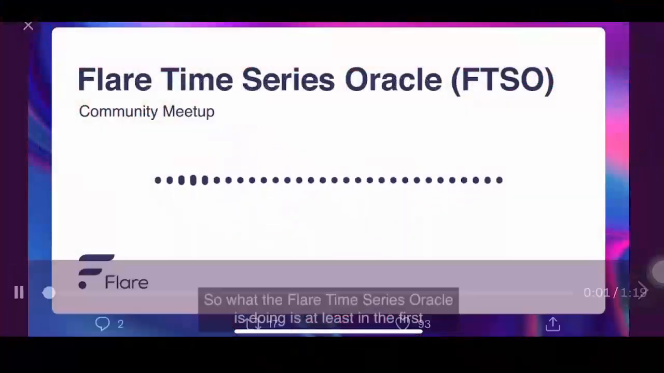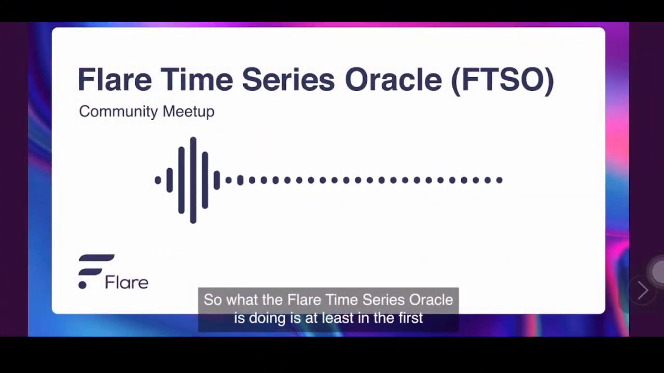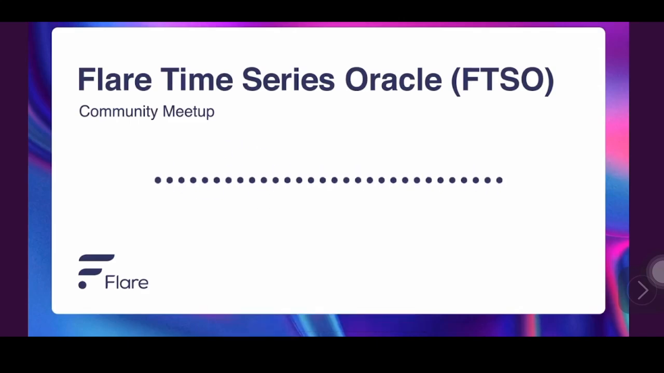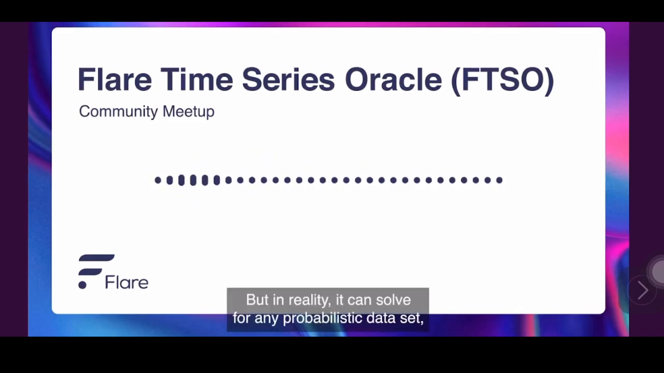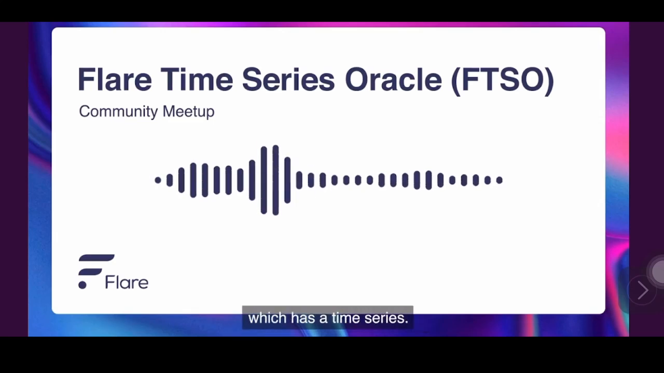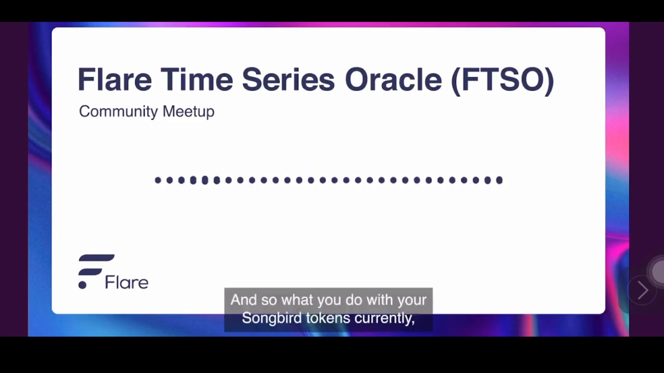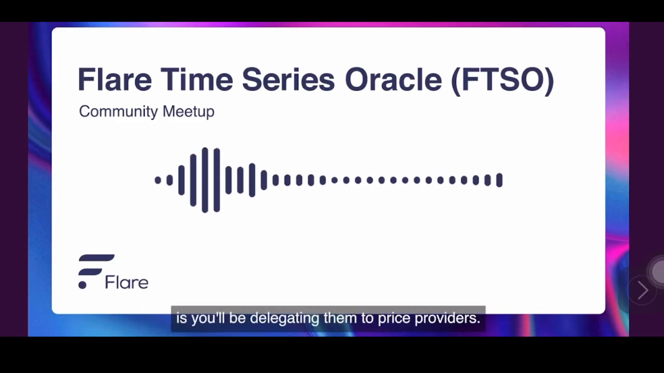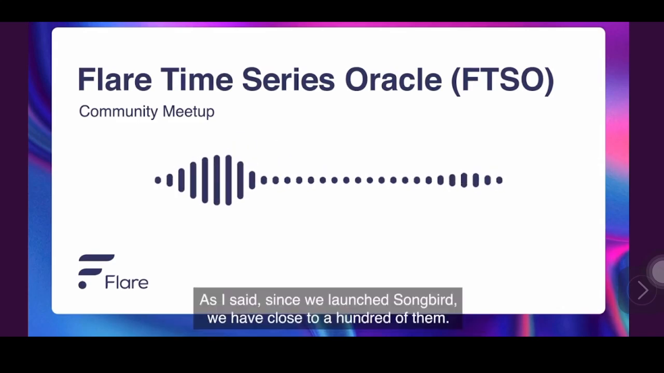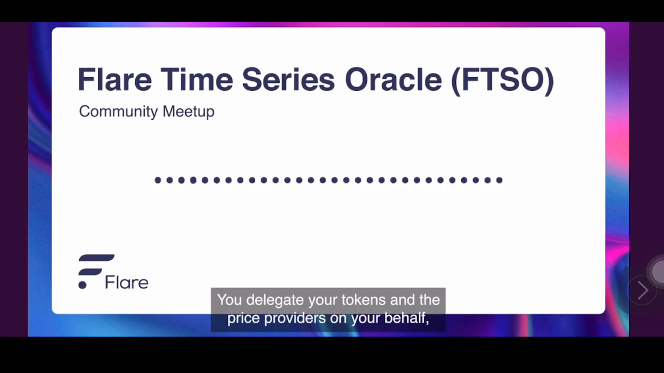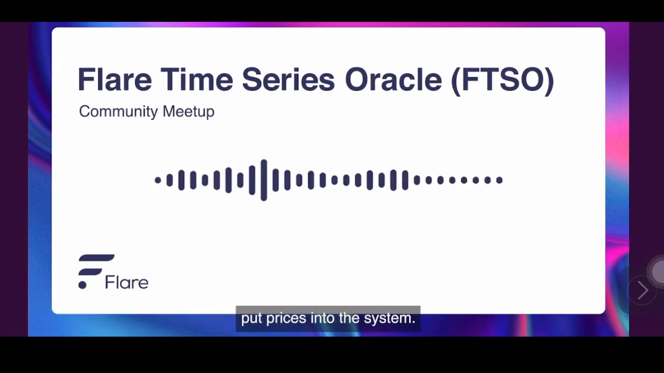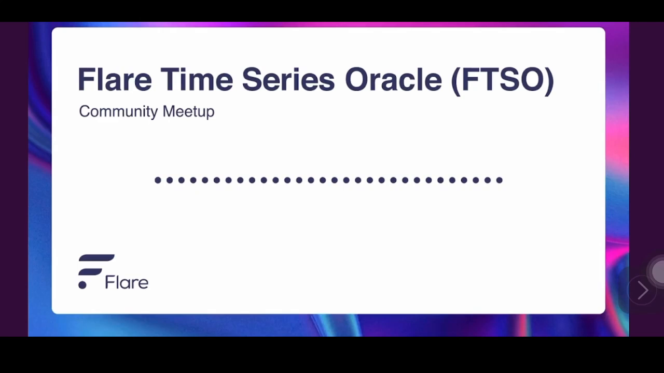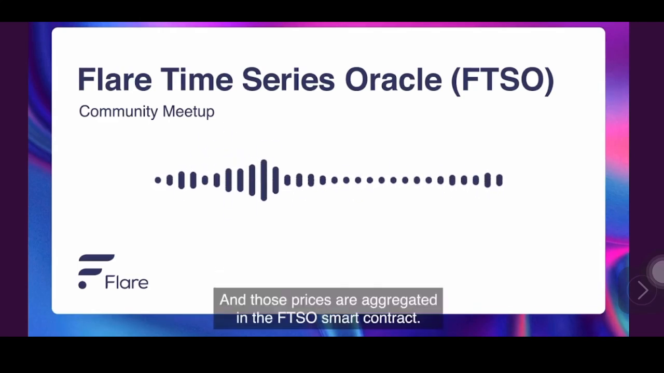What the Flare Time Series Oracle is doing, at least in the first instance, is solving for price. But in reality, it can solve for any probabilistic data set which has a time series. What you do with your Songbird tokens currently, and what you will be doing with your Flare tokens in the future, is delegating them to price providers. As I said, since we launched Songbird, we have close to 100 of them. You delegate your tokens, and the price providers on your behalf put prices into the system. And those prices are aggregated in the FTSO smart contract.